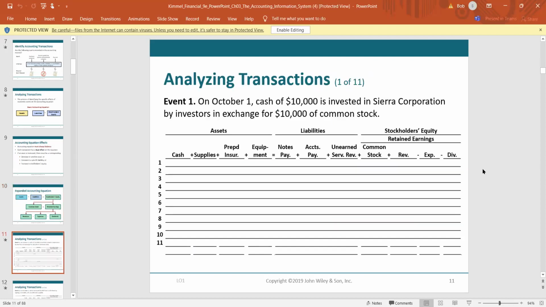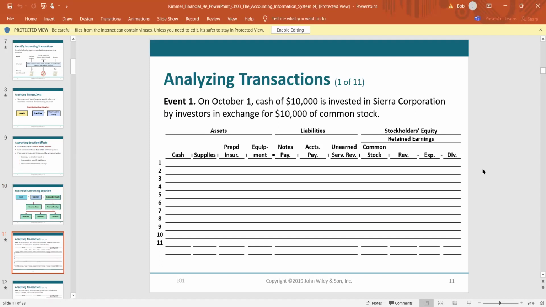So let's go through some transactions. I tend to go pretty quickly here with my New Jersey fast talk. If anybody wants to slow me down or has a question, please let me know. Let's see what we have here. It looks like we have 11 transactions to work on.